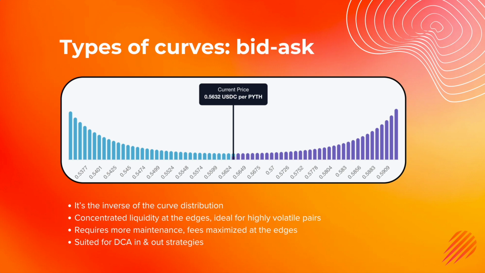This makes it ideal for highly volatile pairs that tend to swing from one end of the range to the other. As with the curve distribution, the bid and ask model requires more maintenance than the spot one.